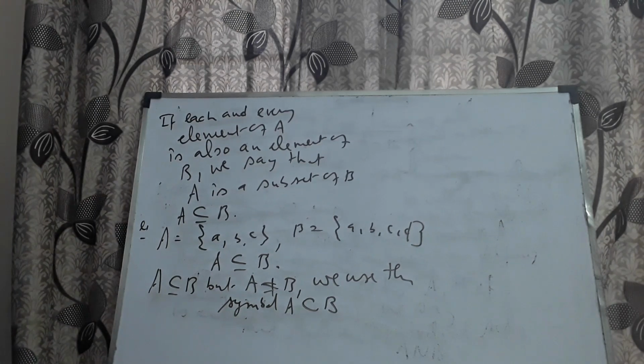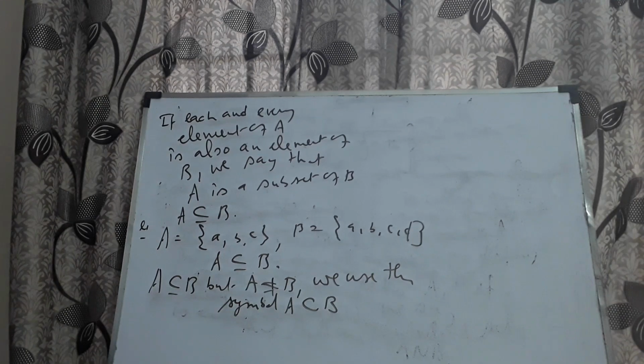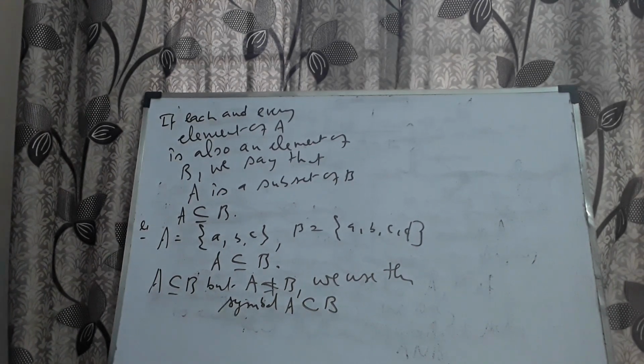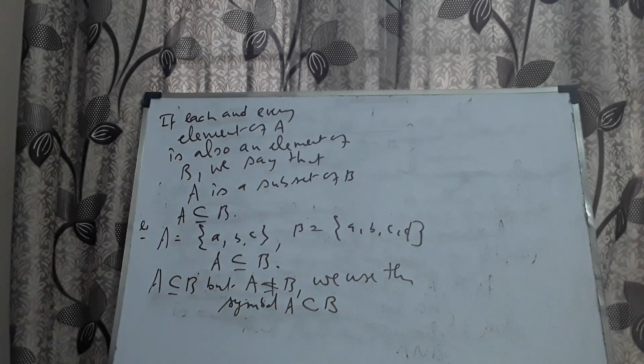Equal sets are also subsets of each other. A set is a subset of itself. Such a kind of subset is called an improper subset. Every set is considered to be a subset of itself. Such a set is called an improper subset. And the null set is considered to be a subset of every set. These two things you are supposed to remember.